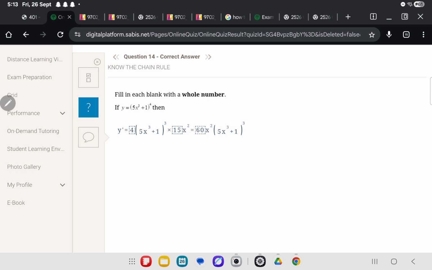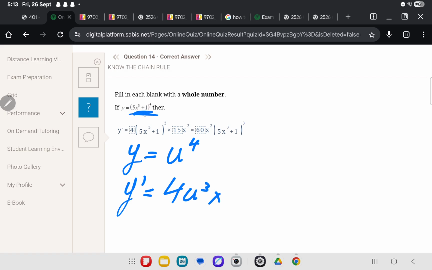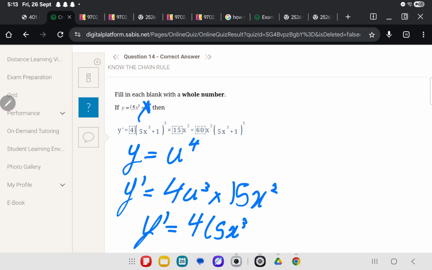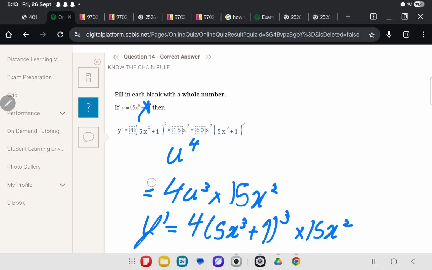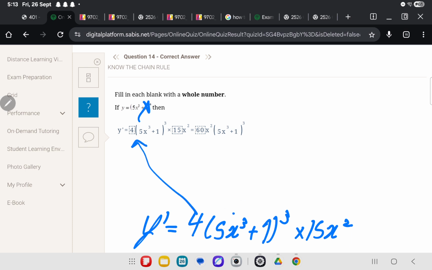Is chain rule. Y equals u to the power of 4, so y prime is 4u cubed times deriving the inside. The constant plus 1 will differentiate to a 0. This will be 15x squared. So y prime is equal to 4 into 5x cubed plus 1 cubed times 15x squared. Okay, so this is the first part of our answer, as you can see: 5x cubed plus 1 cubed, and then 15x squared.